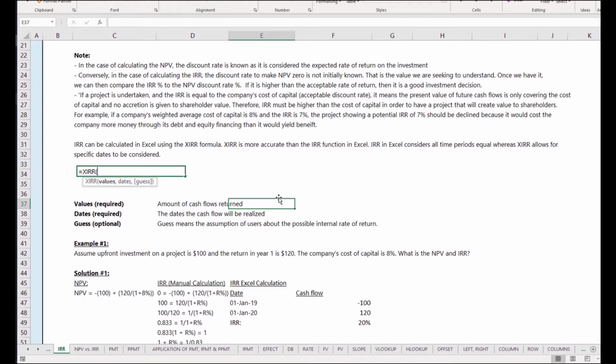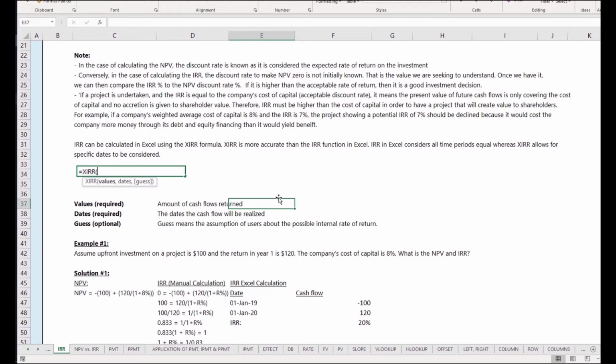If a project is undertaken and the IRR is equal to the company's cost of capital, then it means the present value of the future cash flows for the project is only going to cover the cost of capital and no accretion is going to be given to the shareholder. Therefore, IRR must be higher than the cost of capital in order for a project to be worth any value to shareholders. For example, if a company has a weighted average cost of capital of 8% and the IRR is 7%, the project showing a potential IRR of 7% should be declined because it would cost the company more money through its debt and equity financing than it would yield benefit.